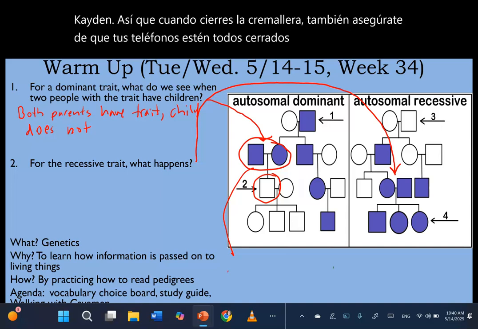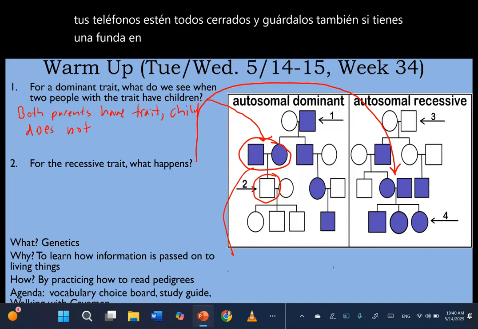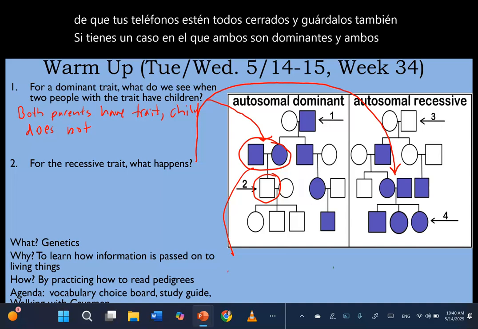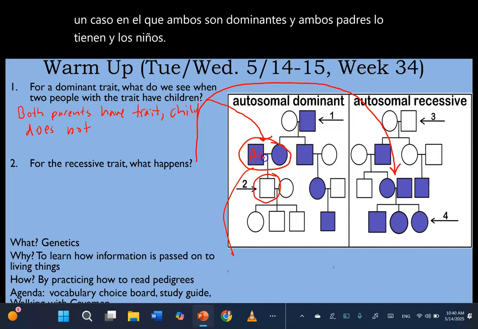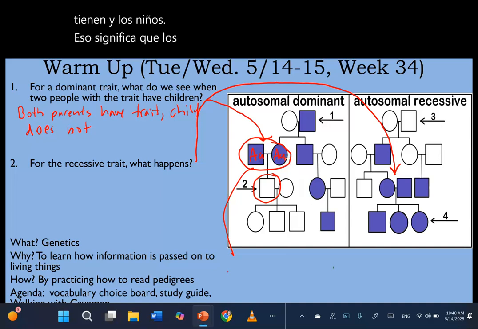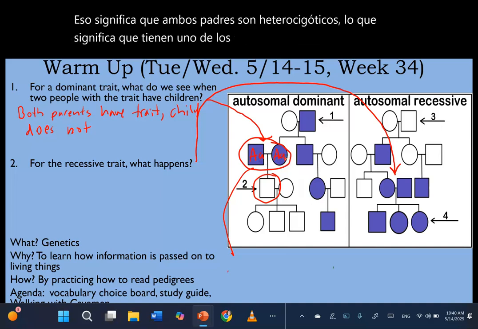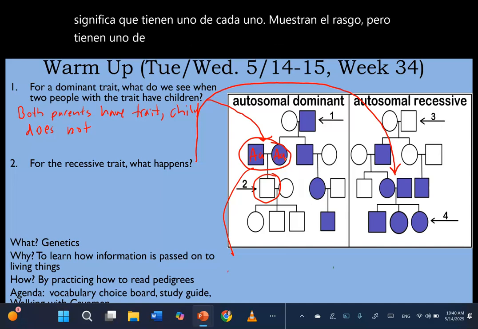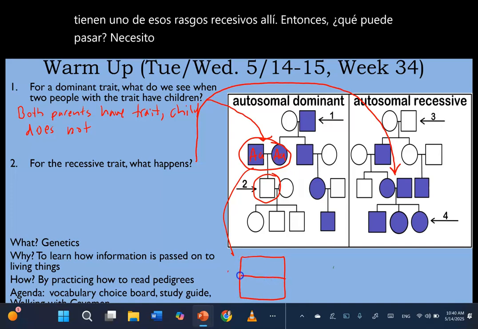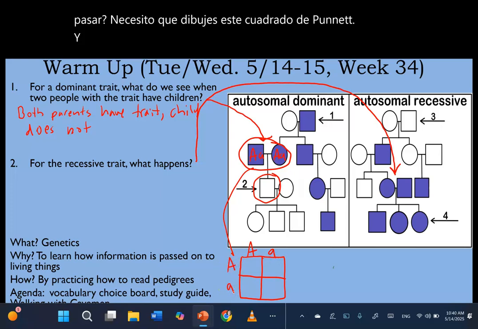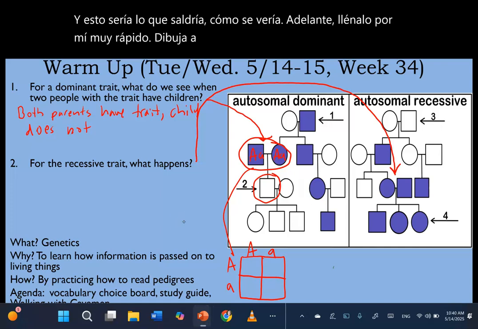If it's dominant and both parents have it and the kids don't, that means the parents are both heterozygous, which means they have one of each. They show the trait, but they have one of those recessive traits there. So what can happen, I need you to draw this Punnett square, and this would be what it would look like. Go ahead and fill that out for me real quick. Draw that Punnett square, and then fill it out.